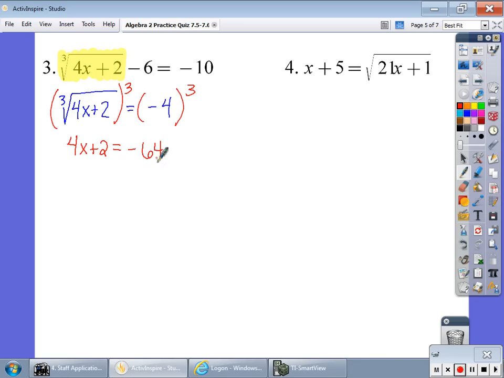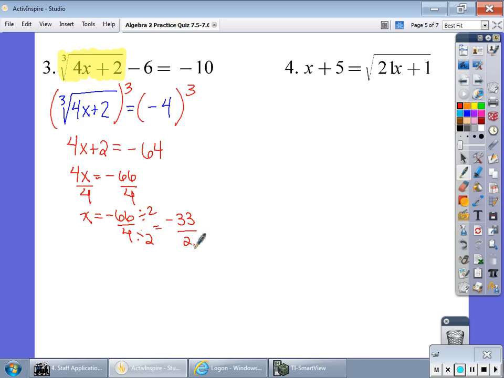And so then I'm going to subtract 2 from each side. 4x equals negative 66. We're going to divide by 4. And we're going to get x equals negative 66 fourths, which I know both of these are divisible by 2. So if I divide that by 2 and divide that by 2, that equals negative 33 over 2.